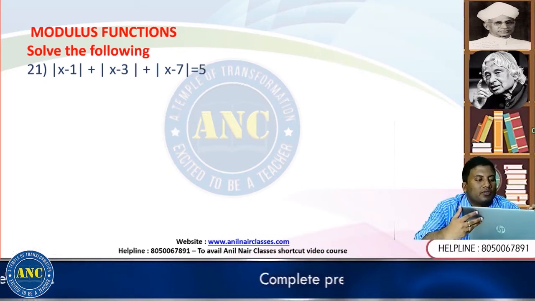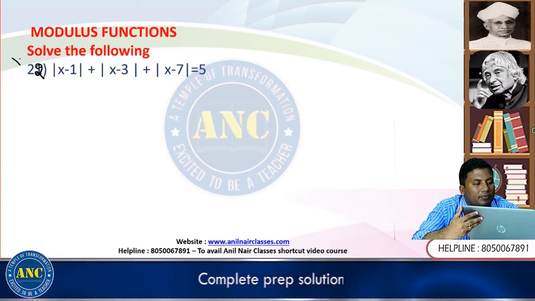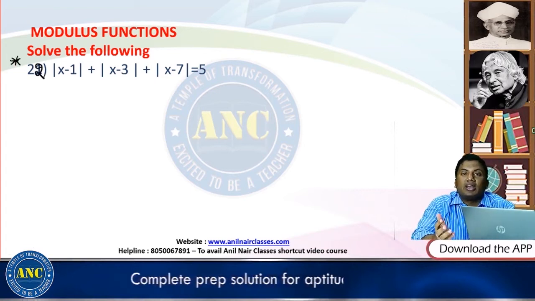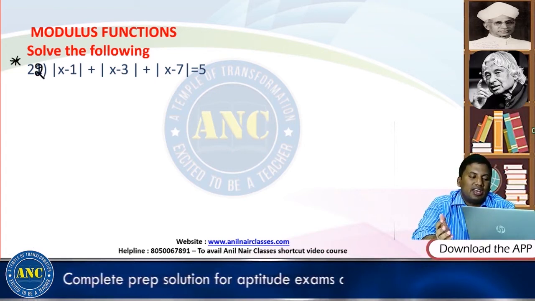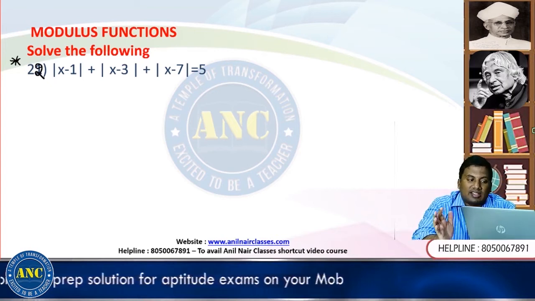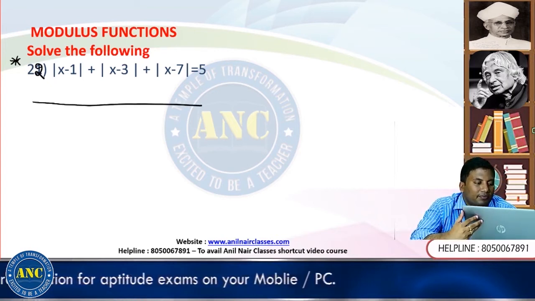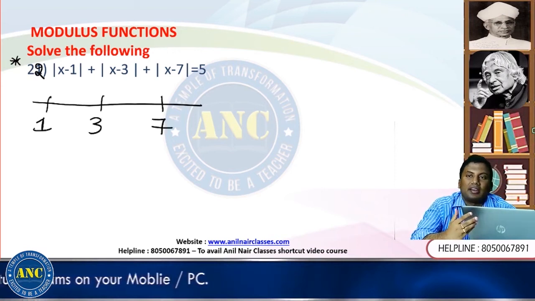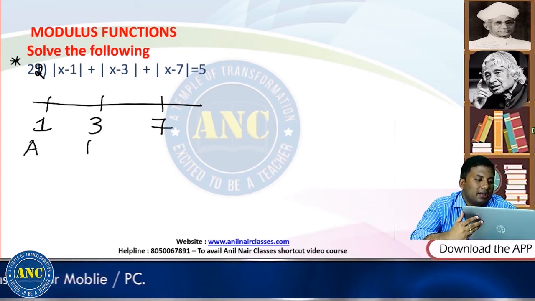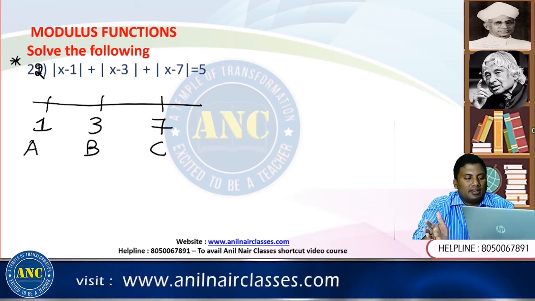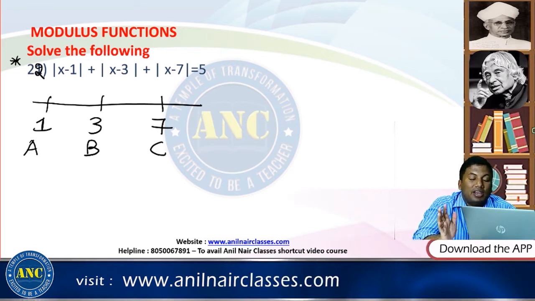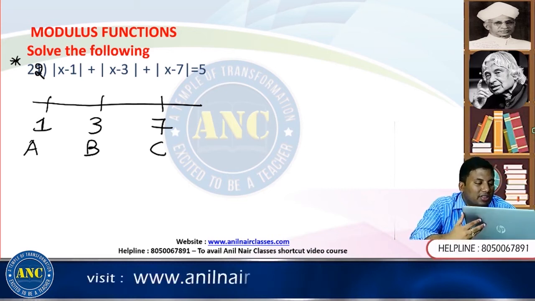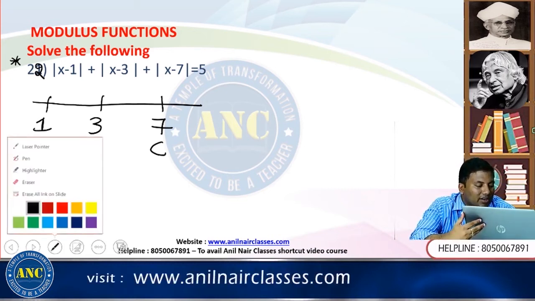Beautiful question, 22nd. |x − 1| + |x − 3| + |x − 7| equivalent to 5. The points 1, 3, 7, call them A, B, and the third point 7. I hope it is clear. Now, for our understanding, we will use the distance method. There are 4 cases that will happen.